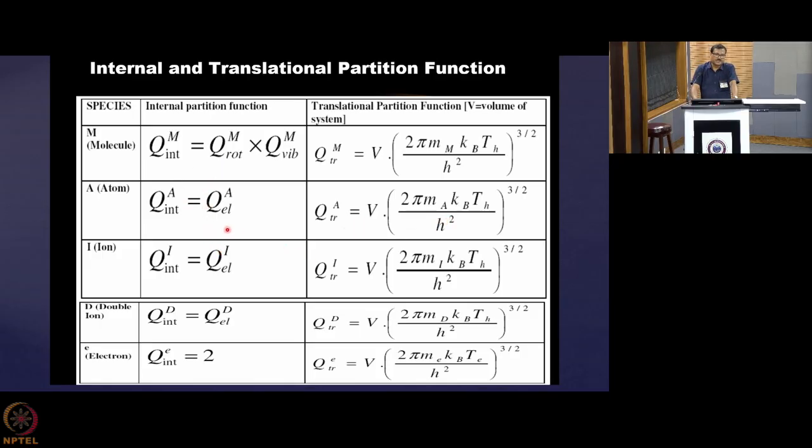Now the electronic, rotational and vibrational partition functions have to be calculated properly for specific systems. Apart from the atomic, you get ionic and doubly ionic contributions for the internal partition function, and that has to be calculated. And for electrons, you are seeing that the internal partition function is just a factor of 2.